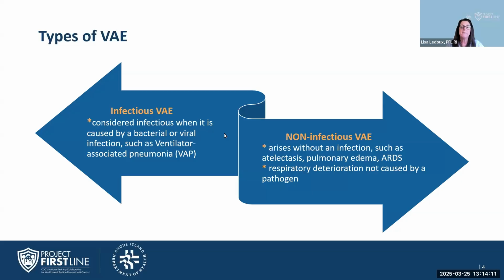Infectious VAE is caused by a bacterial, viral, or fungal infection, such as a ventilator-associated pneumonia. A non-infectious VAE occurs from complications related to a mechanical ventilation. It occurs without an infection, such as atelectasis, which is a partial or full collapsed lung, or there could be pulmonary edema, which is buildup of fluid in the lungs, or as I mentioned earlier, acute respiratory distress syndrome. Basically, there is respiratory deterioration that is not caused by a pathogen.